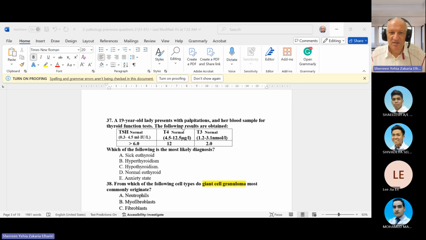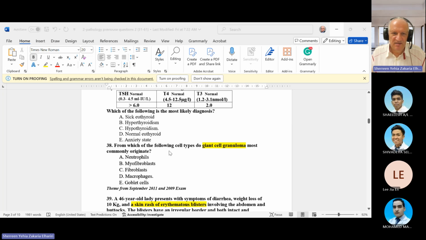Just remember, palpitation is not specific. It can occur in both thyrotoxicosis and hypothyroidism. So hyper and hypo can both cause increased heart rate.